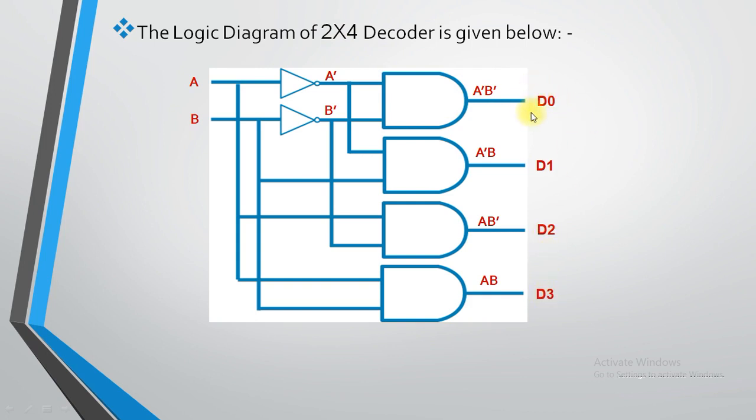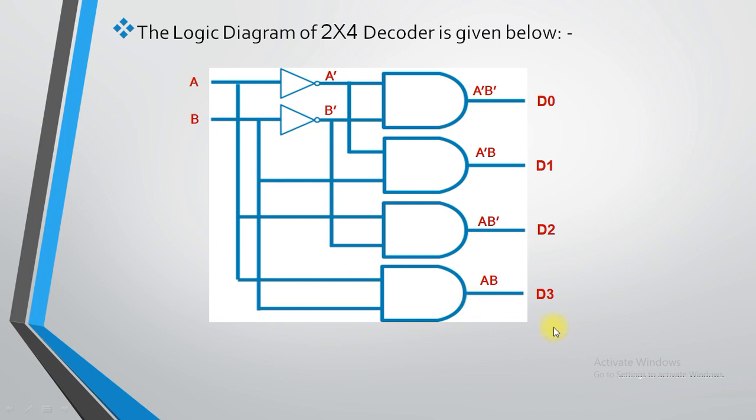Now you will get output D0 only if you have A dash B dash. For the second case, you need to pass value A dash B. For the third case, you need to pass value A B dash. And for the fourth case, you need to pass value AB. Now what you need to do? Forget these all lines. You just need to follow my cursor.